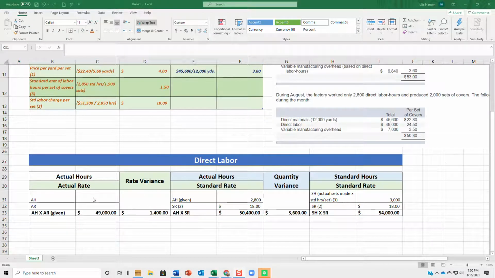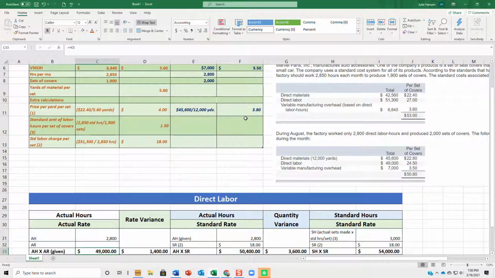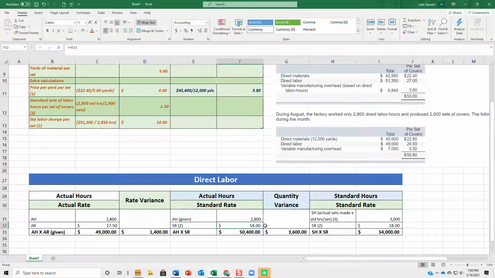And because I'm the curious type, I wanted to know, well, what was my actual rate here? So over here you can see that my actual hours were 2,800, and I paid 49,000 for those 2,800 hours. So if I divide these, I should come up with a rate. And you can see that the actual rate I paid my employees was $17.50, even though the standard was $18. So I kind of got my labor on sale.